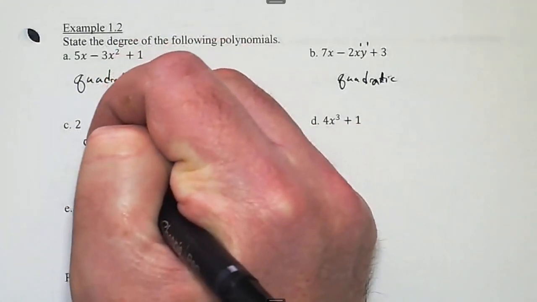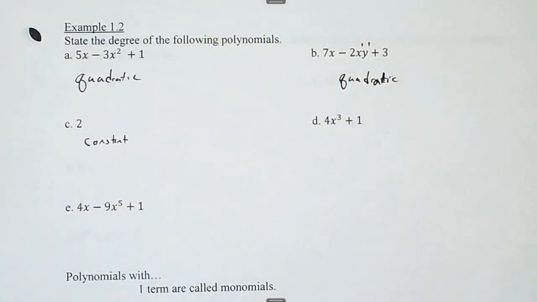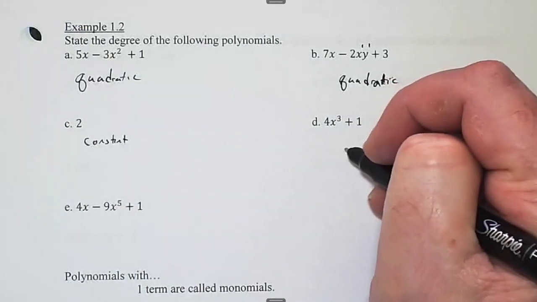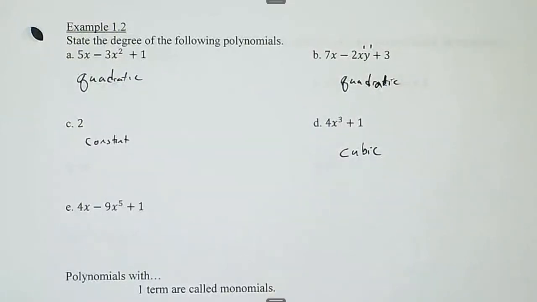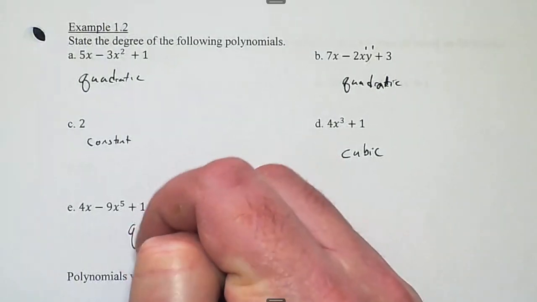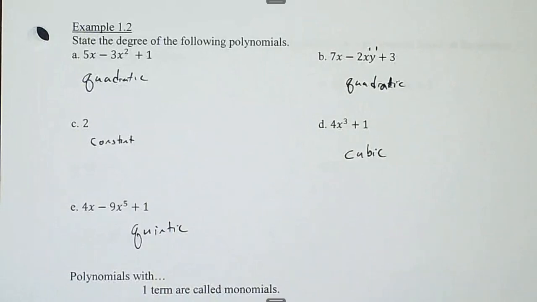This one here is what we call constant. It's constant. If you graph it, it's a horizontal line. It doesn't move. This is cubic. And this is quintic, because the highest degree term is 5.